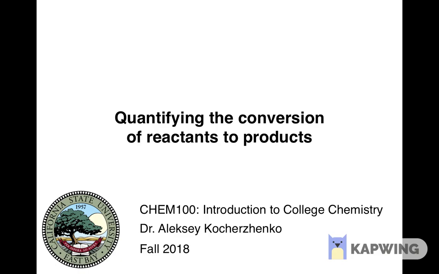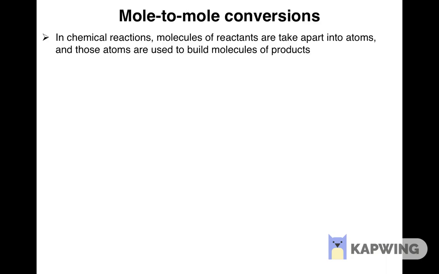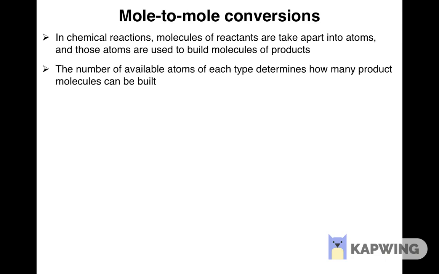Molar ratio coefficients in a balanced chemical equation show the ratio between the amounts of different reactants that must be taken in order to completely convert reactants into products. They also show how much of each product is made for a given amount of reactants. Let's consider the example of the methane combustion reaction to see how one can predict the amounts of products made in a chemical reaction if one knows the amounts of reactants.